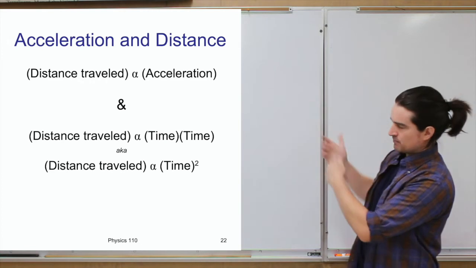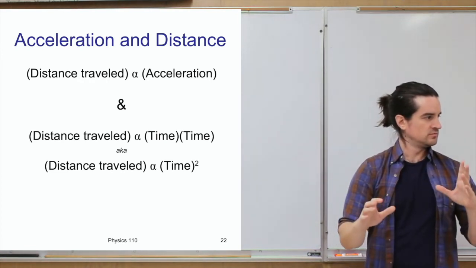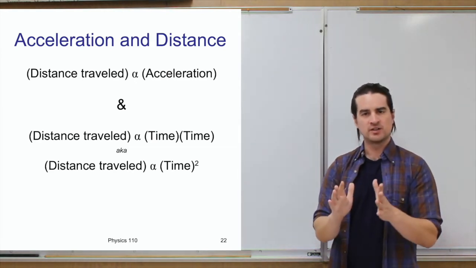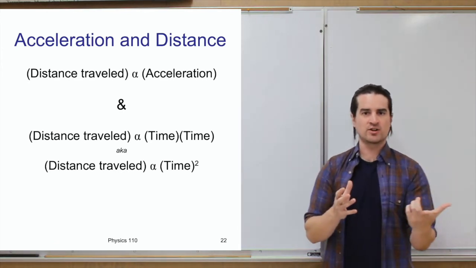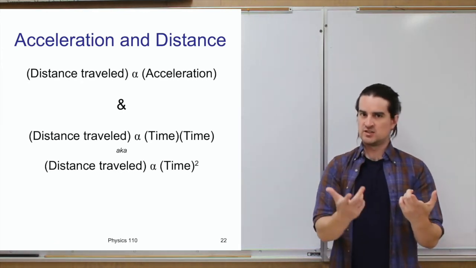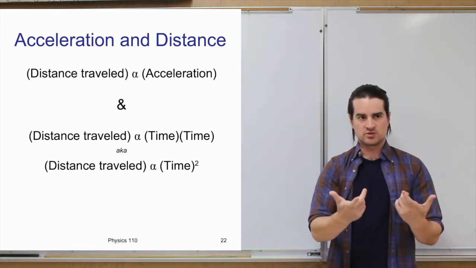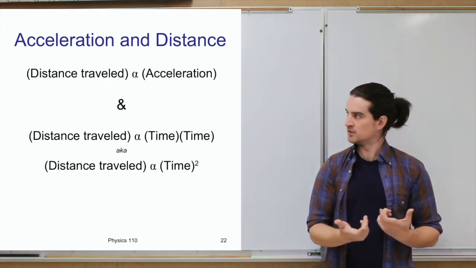So essentially, he figured out both of these things, and through some other analysis of his data, you could figure out the proportionality constant to actually create an equation that told you how far something's going to travel, given the acceleration that it was experiencing and the time that it traveled.